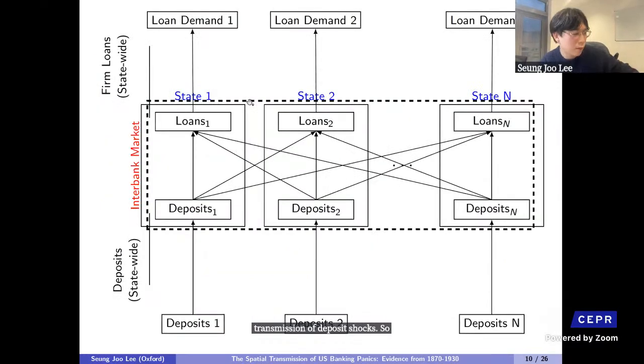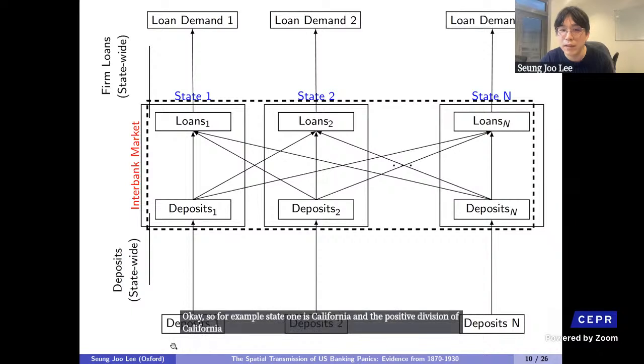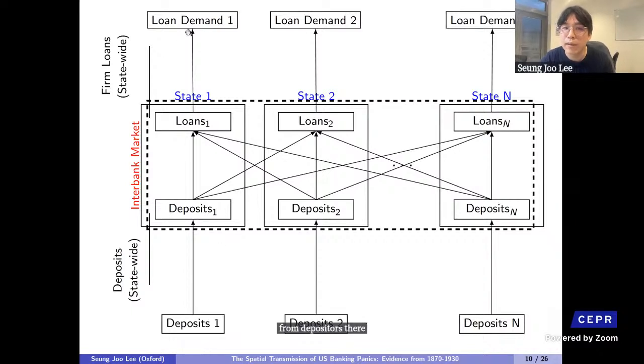In the interest of time, let's just discuss this graph. In our theoretical framework, there are n states, and each state has its representative bank. Each of these representative banks, bank 1, bank 2, and bank n, consists of a loan division and a deposit division. The deposit division gets deposits from local depositors. For example, state 1 is California, and the deposit division of the California bank gets deposits from depositors there. And then the loan divisions make loans to their local firms, which demand loans from these banks.